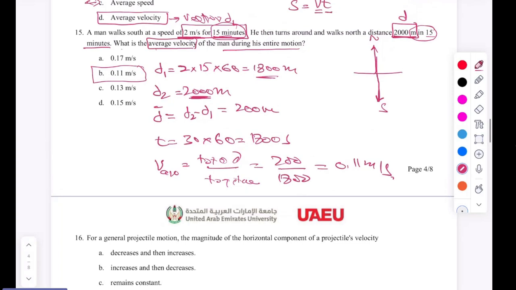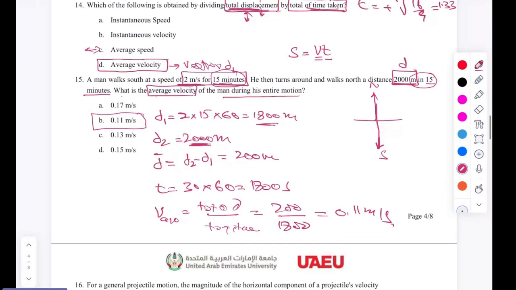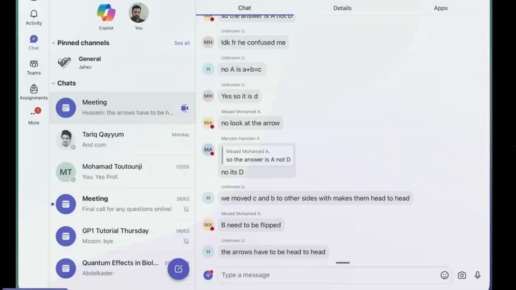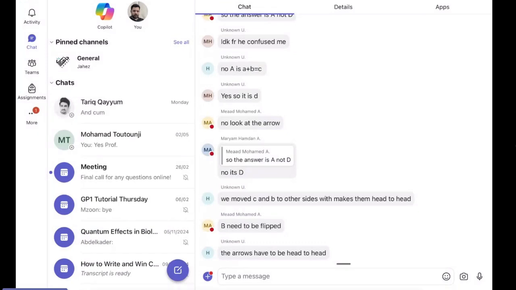Wait, doctor, can you go back? Why did we have to convert the minutes to seconds? If you see this, all the units are given in meters per second. Okay, I get it. Okay, sorry. It's okay. No problem.